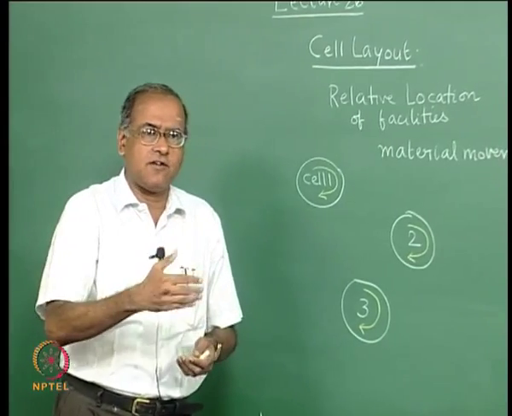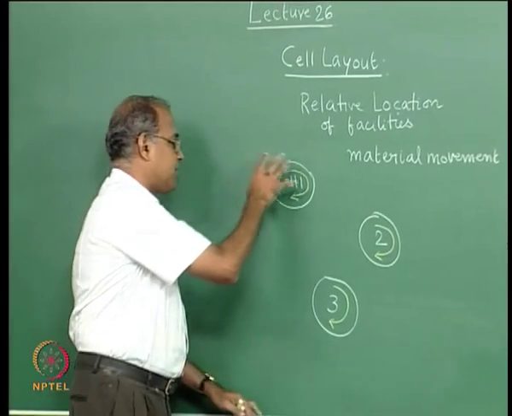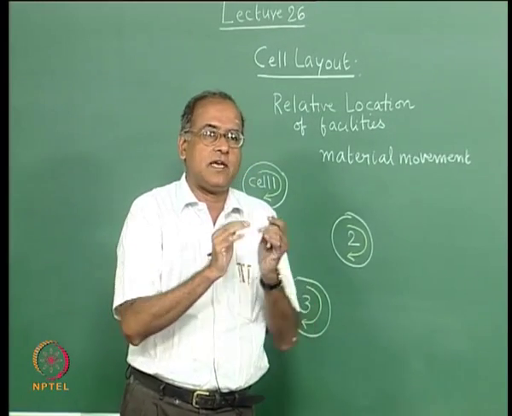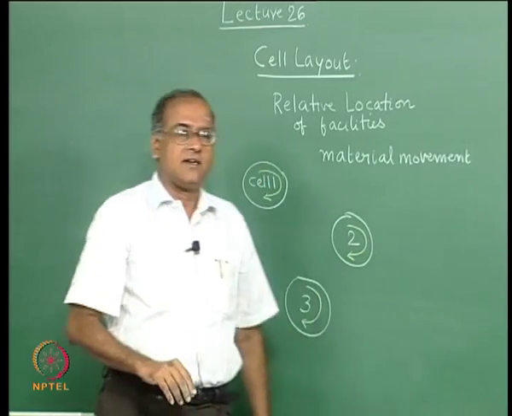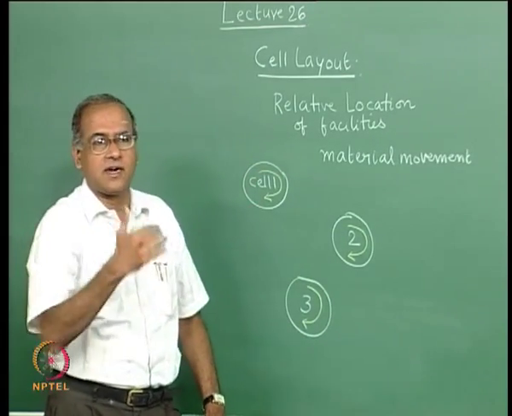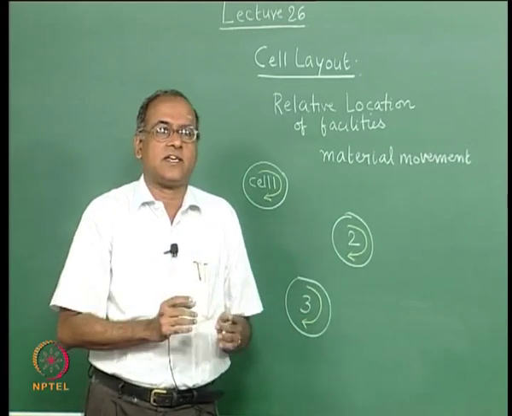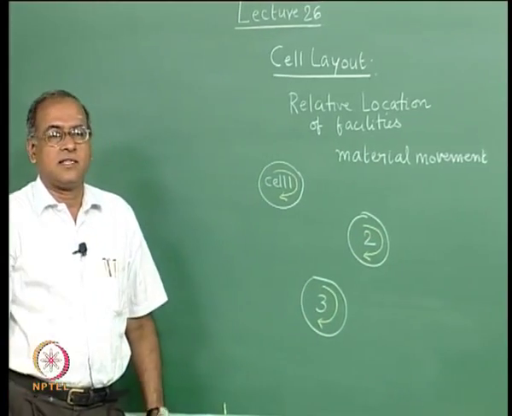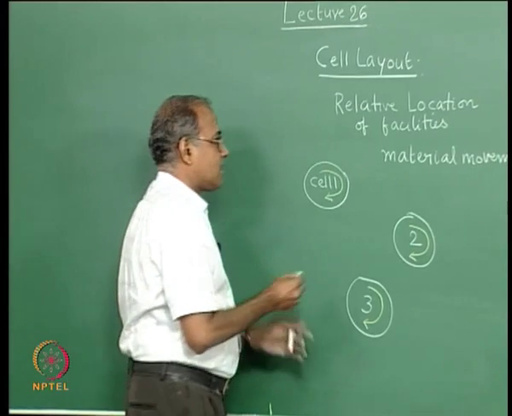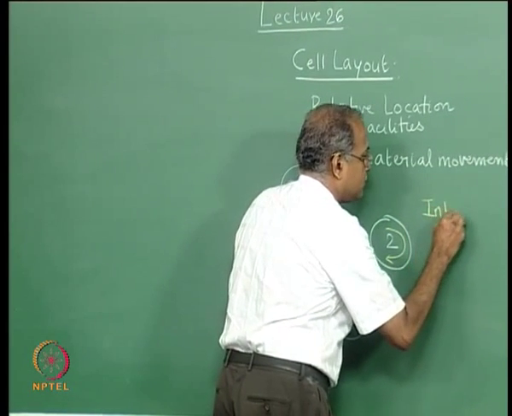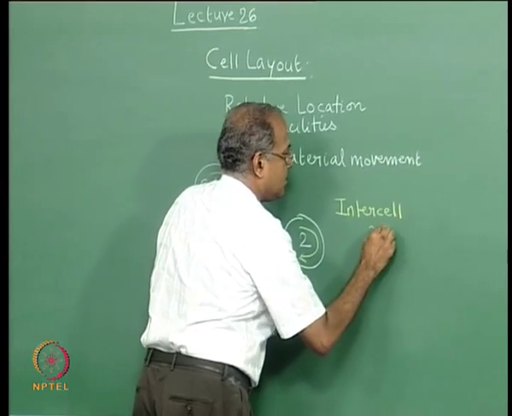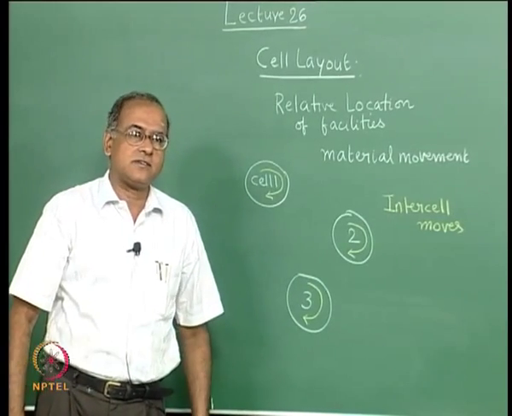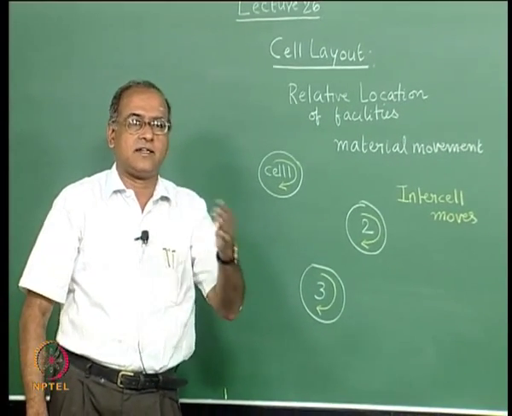By the very definition of a cell, we are looking at a set of machines and a set of parts or components and a set of people who will be allocated to this cell, such that this cell is completely self contained. In an ideal situation, there should be no material movement amongst these cells. The material movement amongst these cells is caused by inter-cell moves, and the very purpose of cellular manufacturing is to avoid or minimize inter-cell moves.